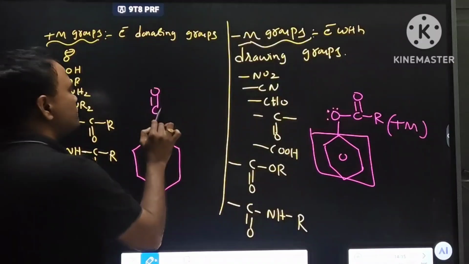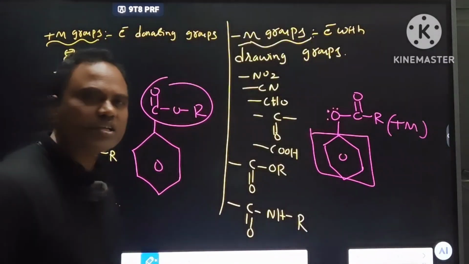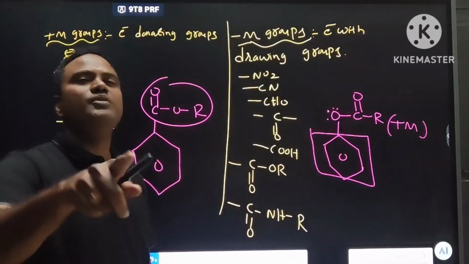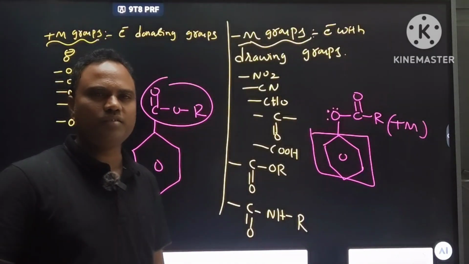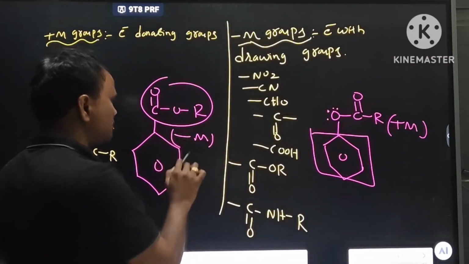I am writing ester here. You tell me, this is ester and this is benzene. Both are connected by which atom? Carbonyl carbon, not with oxygen. Through oxygen, right? Clear? So here ester acts as a minus M group.